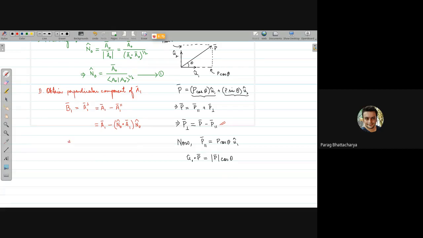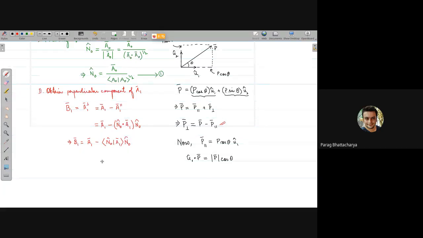So this gives us b1 is equal to a1 minus, what is this one? This is nothing but your scalar product of n naught cap with a1. Sorry, this is a vector times n naught cap.